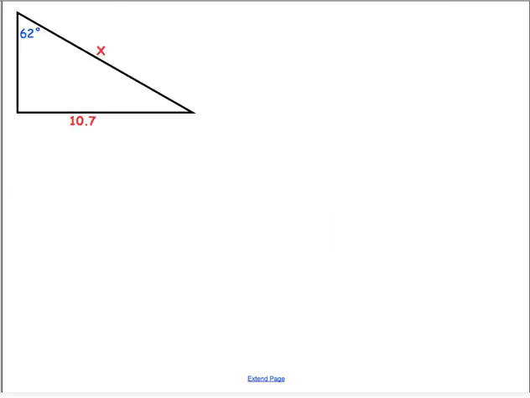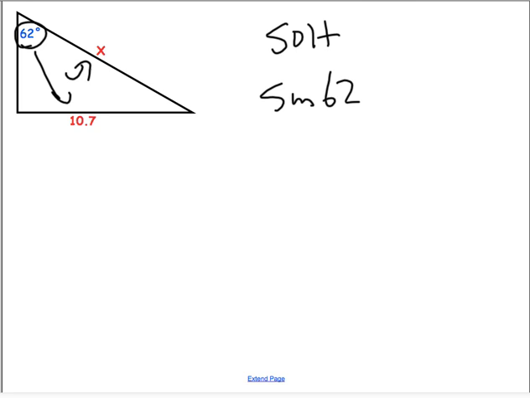Here's a different one. And again, I start at the angle that I'm given, or the one I'm looking for. In this case, it's given. And I say, well, from that angle, what two sides am I working with? Well, in this case, I'm working with the opposite side and the hypotenuse, which is that part of the SOHCAHTOA. So I know I'm using the sine function. So I simply put down sine of 62 because the angle always goes with the function. And again, I set up the ratio according to this. Opposite, which is 10.7, over hypotenuse, which in this case is x.